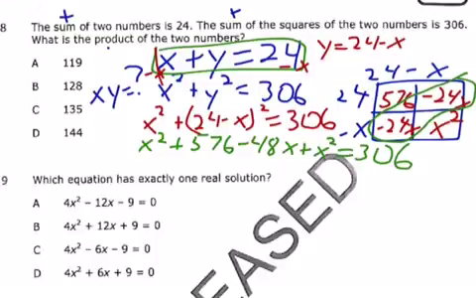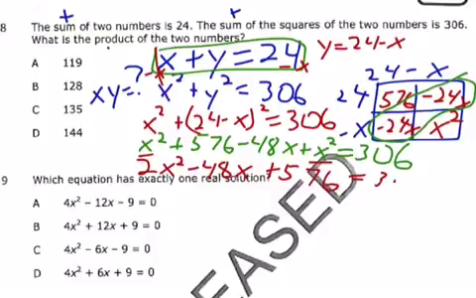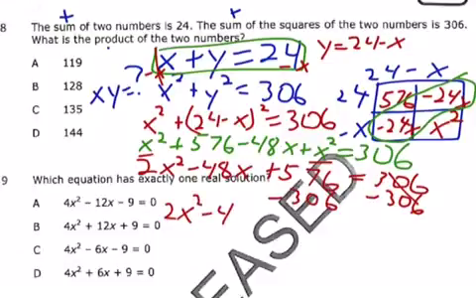And I want to combine my like terms now, so x squared plus x squared gives me 2x squared. I'm going to put this in the correct order, so that's decreasing exponents. So minus 48x comes next, plus 576 equals 306. And I want to solve it for 0, so I'm going to subtract the 306 from this side. And that gives me 2x squared minus 48x plus 270 equals 0.